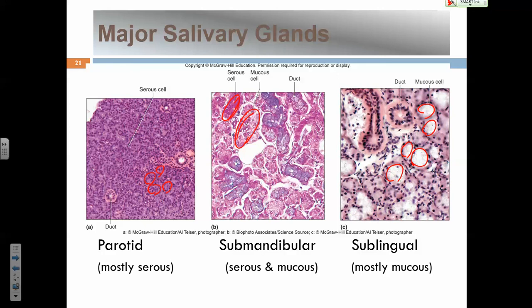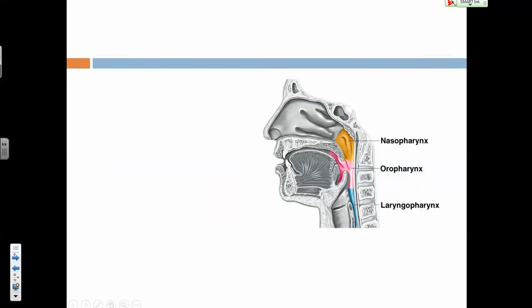All right. I just want you to get, when I say serous secretion, it's a watery secretion, and that usually has the enzymes in it. A mucus secretion has mucus. Okay. Okay, so here we're done with the mouth.